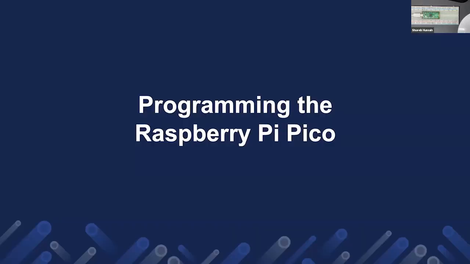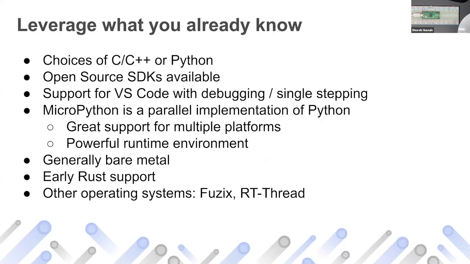How do you program the Raspberry Pi Pico, right? You have the choices of using C or C++ or MicroPython. For everything, open source SDKs are available, and you have VS Code debugging and simple stepping. That's really, really cool, I thought, right? They have a plugin for VS Code. And then, like I said, MicroPython is a parallel implementation of Python. It is not the actual, official Python itself, but the language is almost indistinguishable. And MicroPython supports a lot of different platforms. The Raspberry Pi Pico is just one of them.